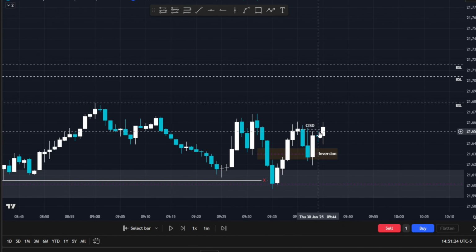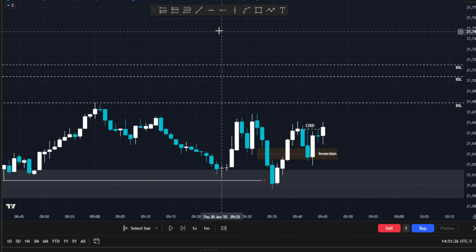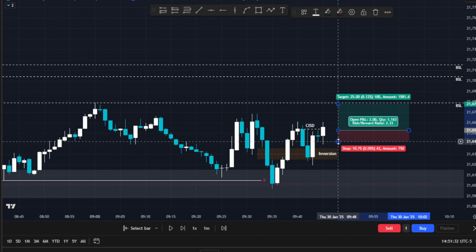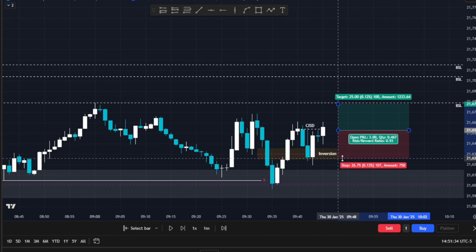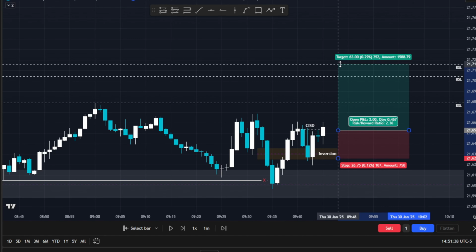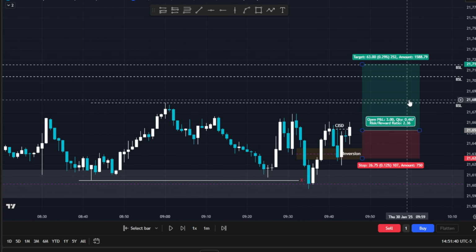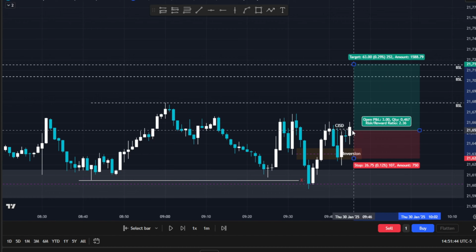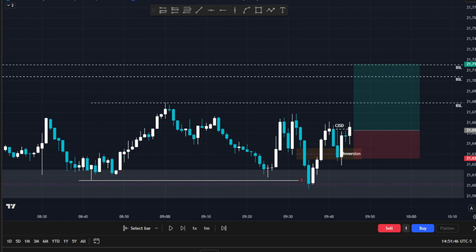For the entry, we'll use this down-close candle as an order block. So we'll put our long entry at the order block, and then our stop will be under here, and our target will be the buy side liquidity, so up here. This gives us a little bit more than 2 RR here, and we want to see if we get an entry here. Let it play out.